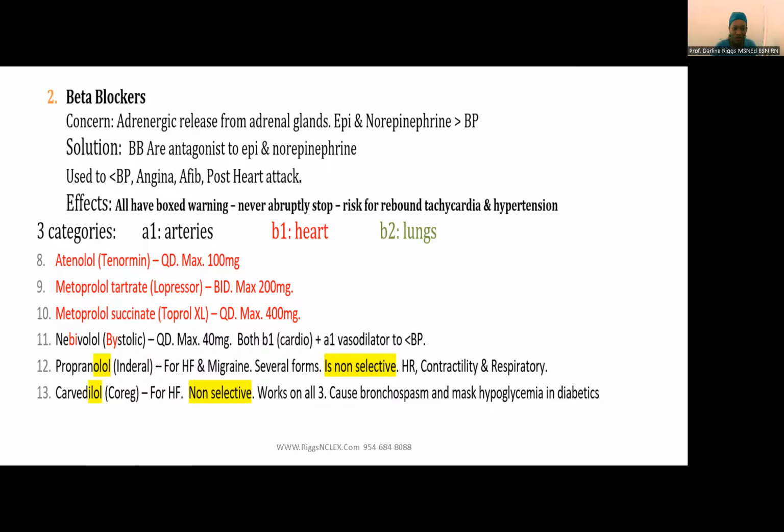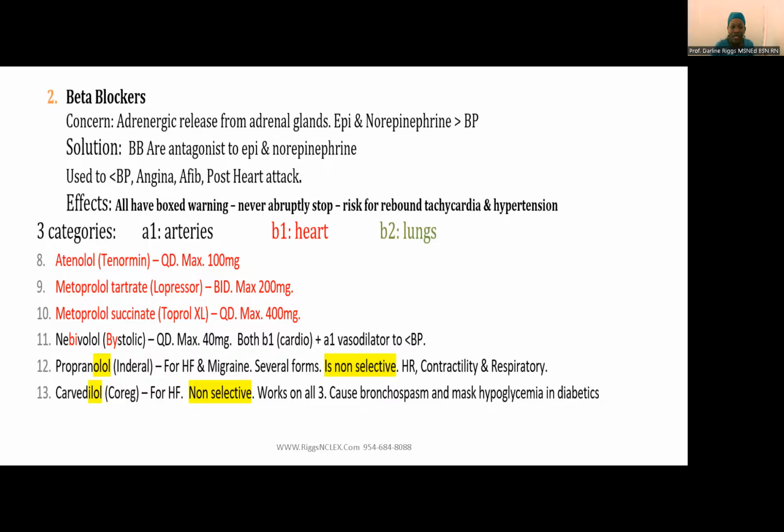I'm moving super slow. I feel like I need to recap. I was just about to go next, but let's recap. So sometimes the client's blood pressure is being elevated due to a release of epi and norepinephrine. So beta blockers are antagonists to epi and norepi. So they're the ones we need to use to lower that client's blood pressure. Okay, and they have 3 subcategories, where they work in the arterial, in the heart, and in the lungs.